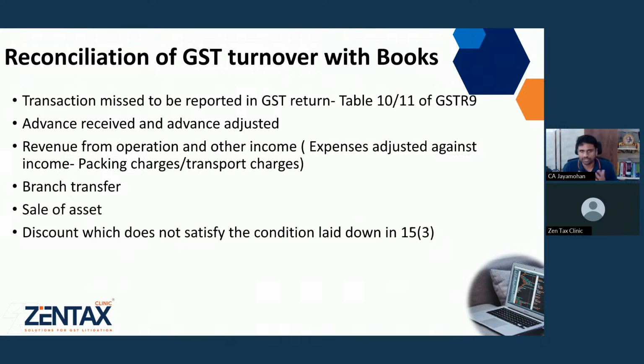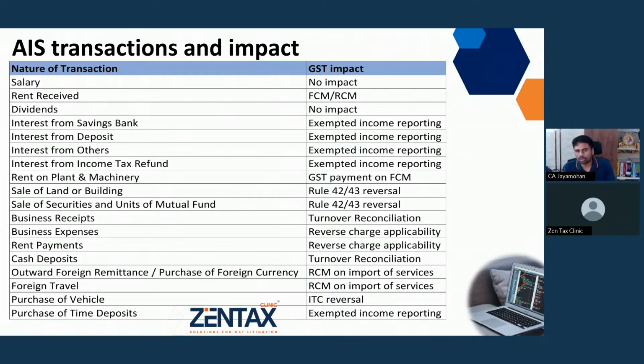So discount, which does not fall within the ambit of section 15 subsection 3, which is a post supply discount, where there is no agreement beforehand itself. If you are giving such a discount, then you cannot issue a credit note under section 34 and adjust your taxable value and reduce your tax liability. It is not possible. For that reason, this can also be a reconciliation item between GST turnover and the income tax turnover. So these kind of items, you be mindful.